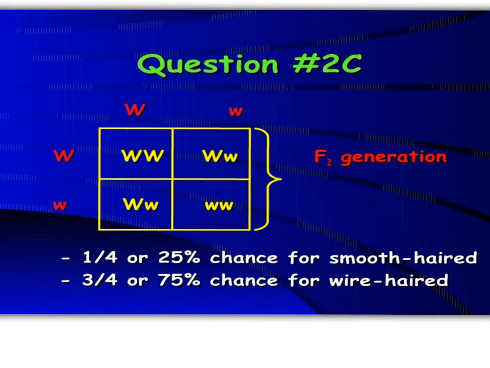Now here we have those previous problems worked out so that you can see. Again, our 1 in 4 was a result from right here. And so we would have 1/4 or 25%. And then these right here would be our 3/4 or 75% for wire hair.